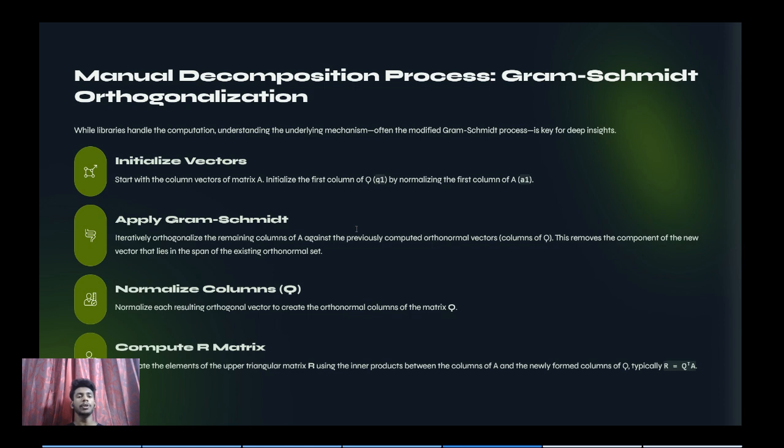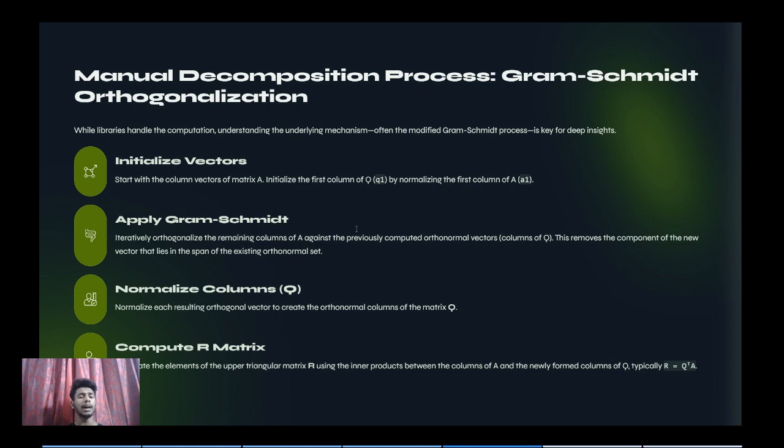So here comes the mutual decomposition process, Gram-Schmidt orthogonalization. While libraries handle the computation, understanding the underlying mechanism, often the modified Gram-Schmidt process, is key for deep insights. So first point: initialize vectors. Start with a column vector of matrix A. Initialize the first column of Q, that is Q1, by normalizing the first column of A, that is A1.